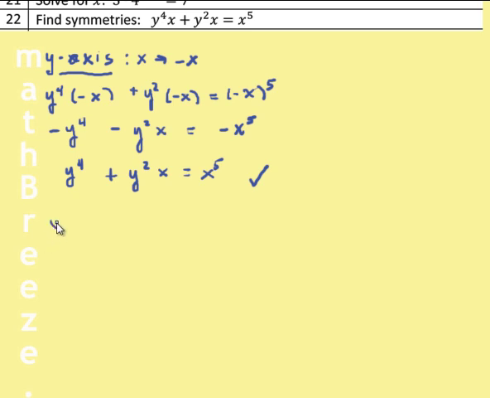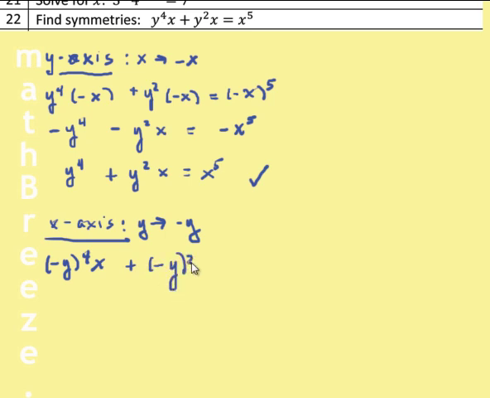Let's check x-axis. And here we're replacing y with minus y. So we have minus y to the fourth x plus minus y squared x equal x to the fifth. Now because of these even exponents, we get y to the fourth x plus y squared x equal x to the fifth. So we do have x-axis symmetry.